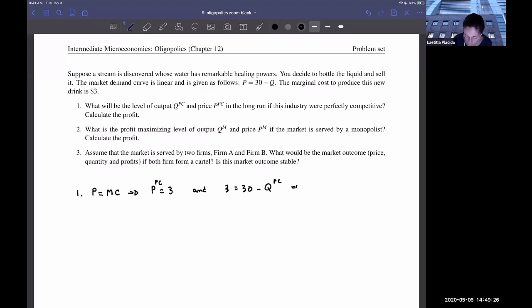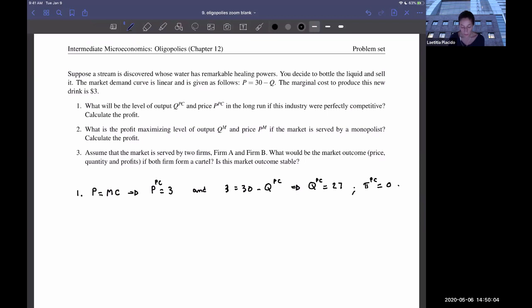And so QPC is going to be 27. Okay. Right. So what are the profits? Well, we are under perfect competition. So you know that price equals marginal cost, which means that the profit is going to be 0. So the profit here is going to be 0. Okay. So here we have our benchmark.